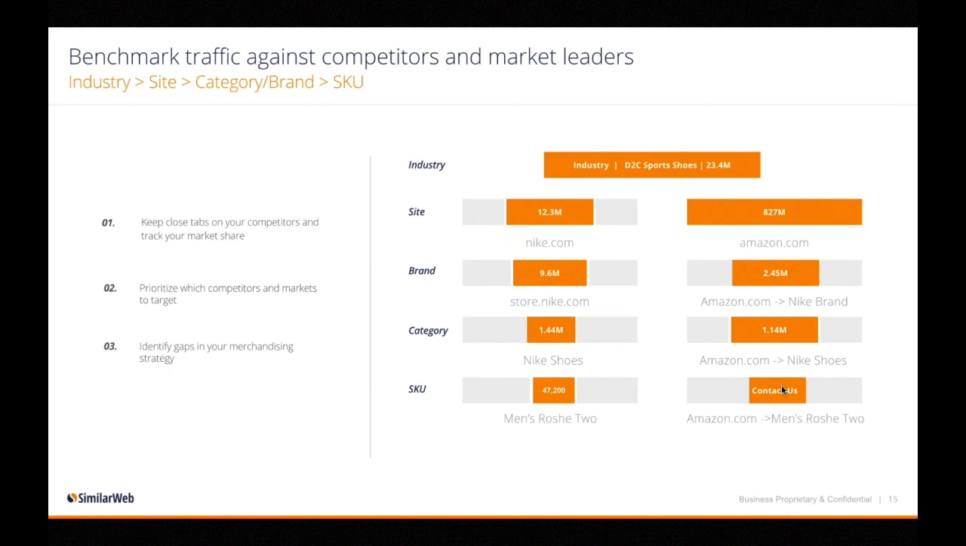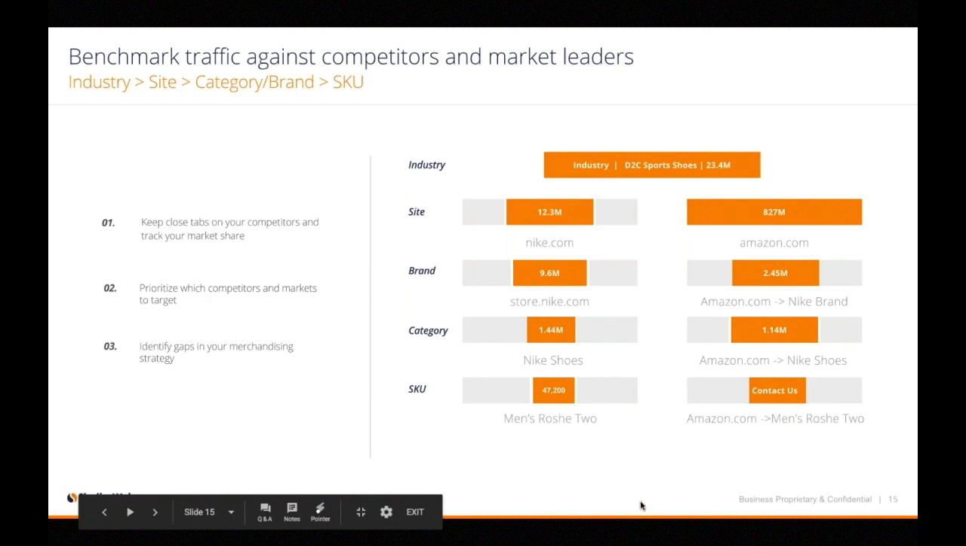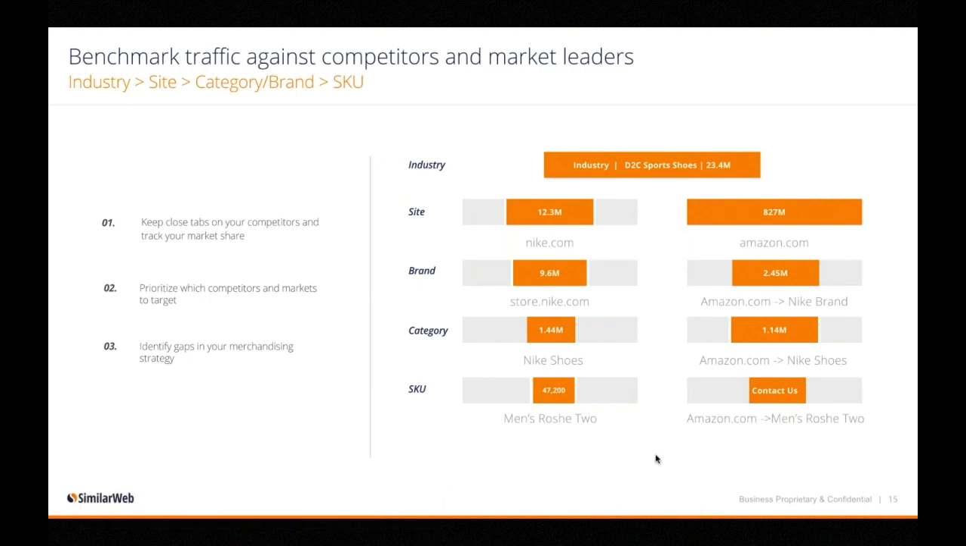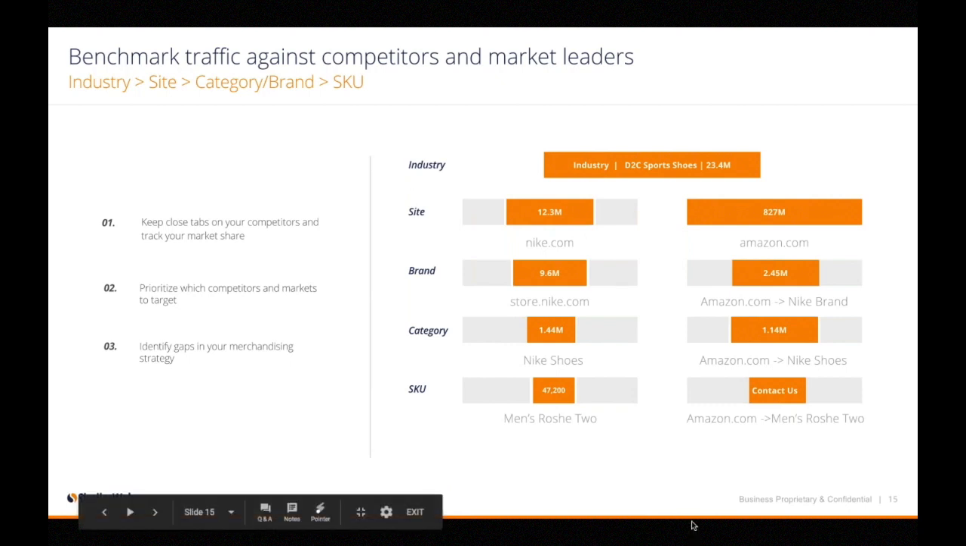But then when we get down to a brand level, we can look at the e-com section of Nike and compare it to the entire Nike brand on Amazon. And you see that Nike is doing a lot better. And then at a category level, a lot of that advantage is lost. So when we're just looking at shoes, it's getting a lot closer. And then at an individual product level, we can still tell you the views that those products are getting.